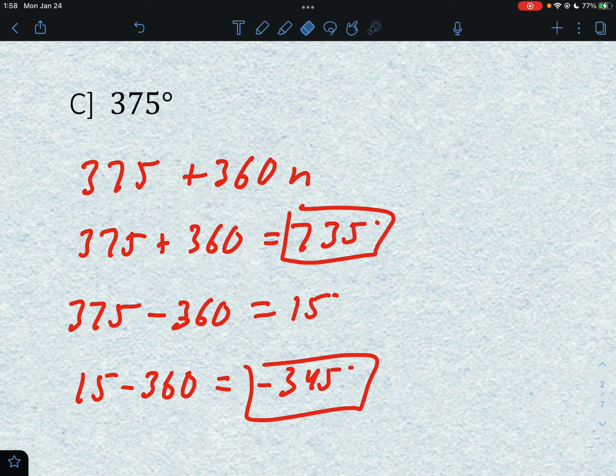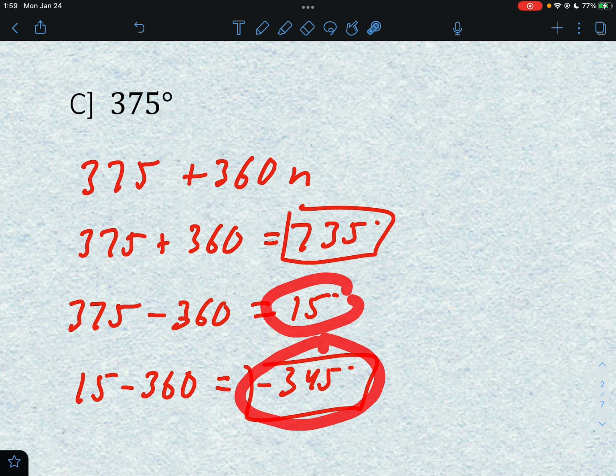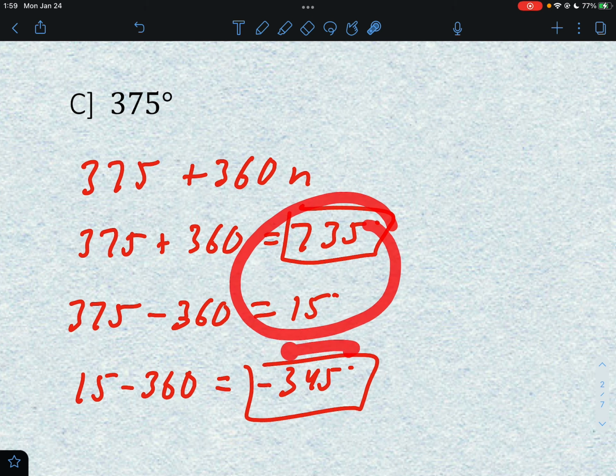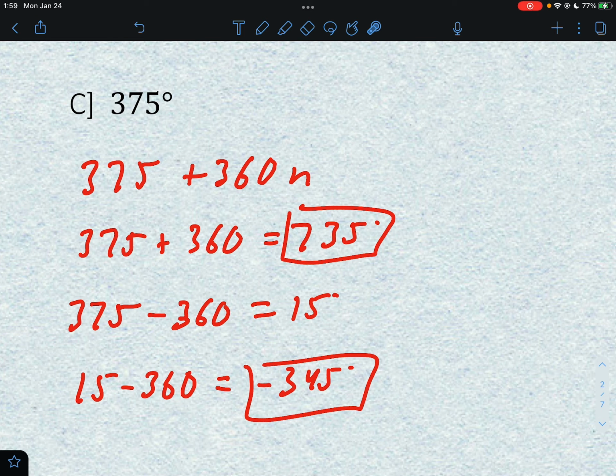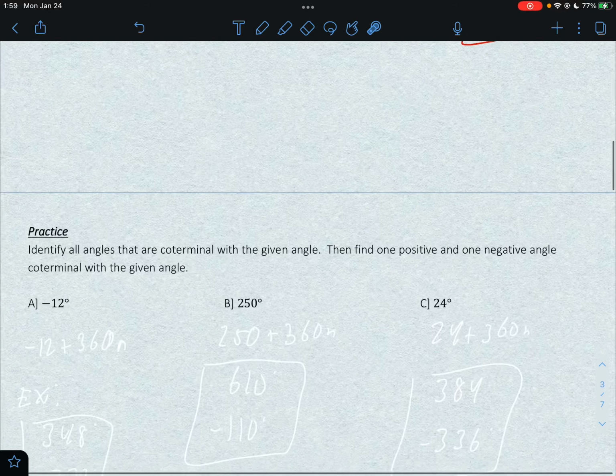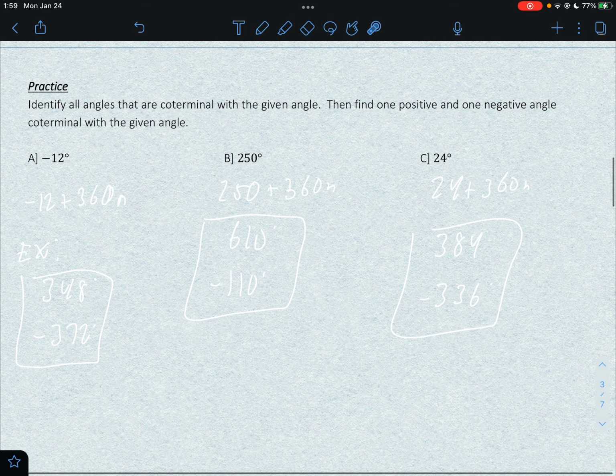So here are our 2 answers, or you could use these 2 as your answers. It doesn't matter as long as you pick 1 positive and 1 negative that are coterminal with that. All right, at this point, again, I would suggest pausing this video and trying these three on your own. Come back and check when you're ready.